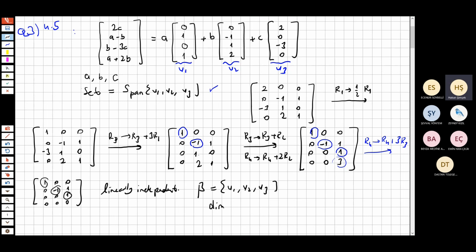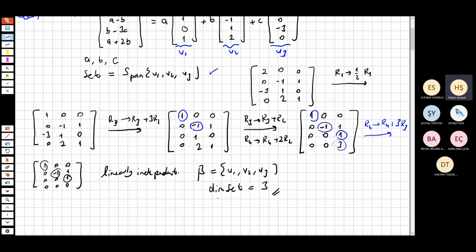Therefore, what is the dimension of the set? The dimension of the set will be 3, since we have 3 vectors in the basis. Okay.